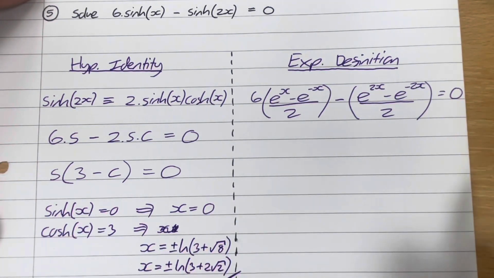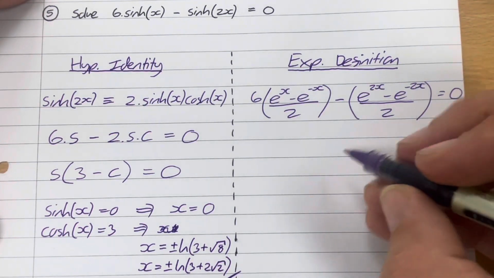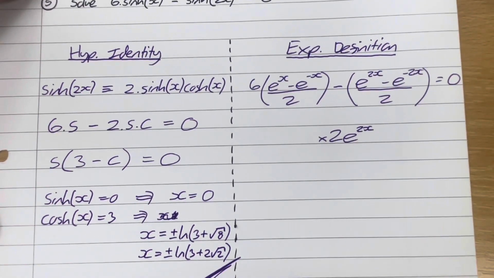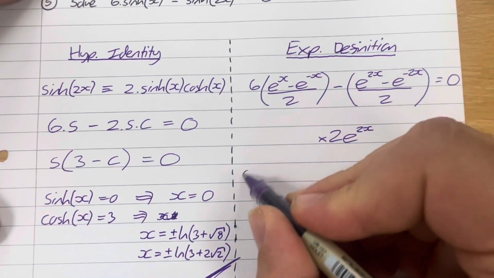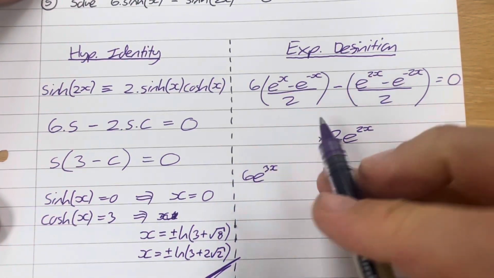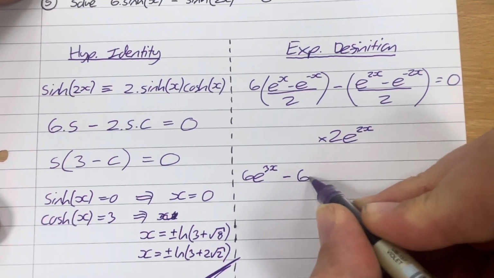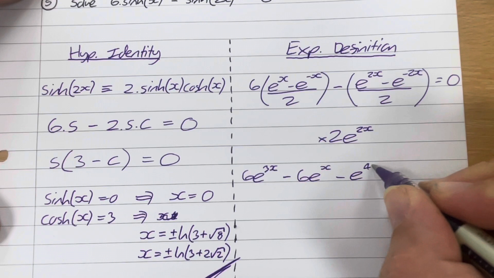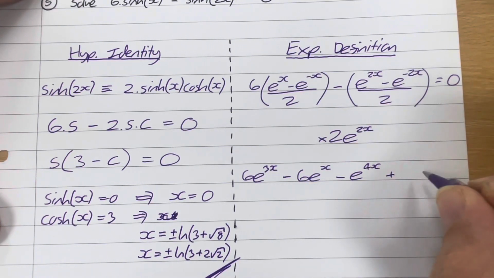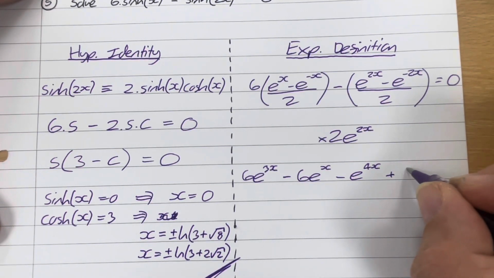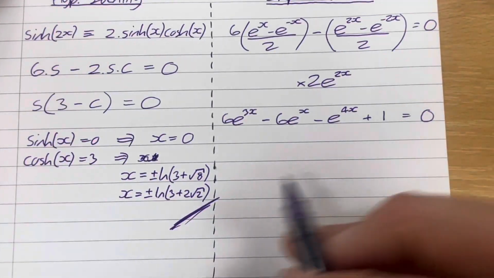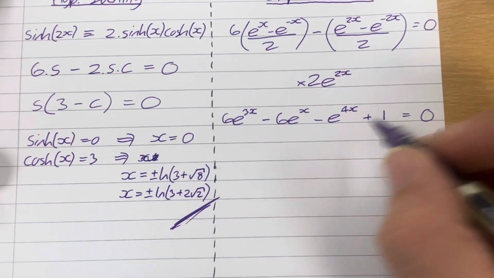First of all, I'm going to times the whole equation by 2. In fact, I'm going to times the whole equation by 2e to the 2x. That'll get rid of all my fractions and all of my negative indices. So that's going to give me 6e to the 3x, negative 6e to the x, negative e to the 4x, and then positive 1 equals 0.